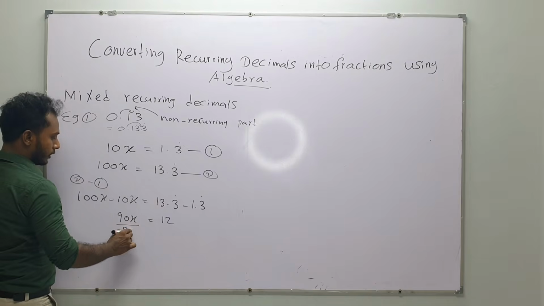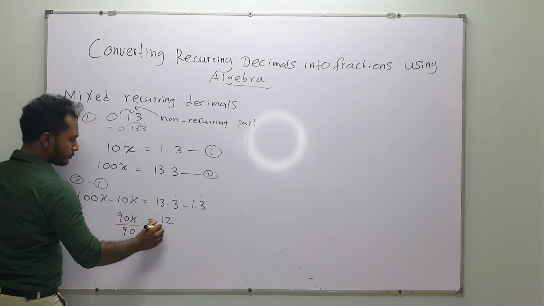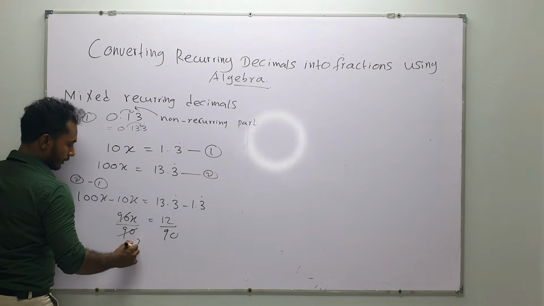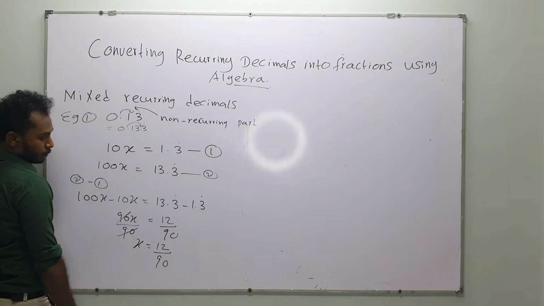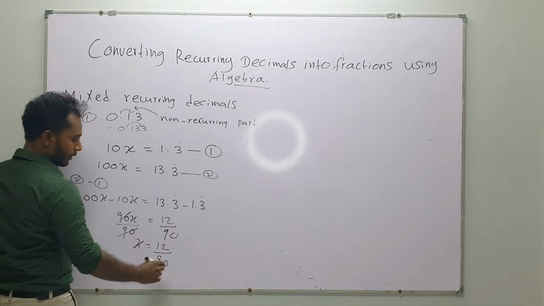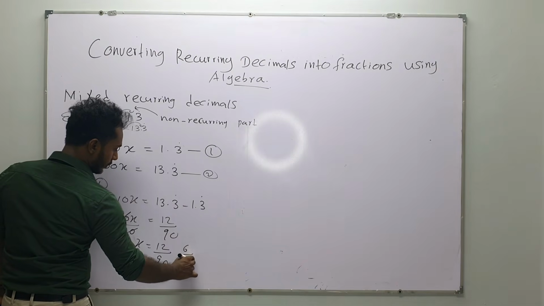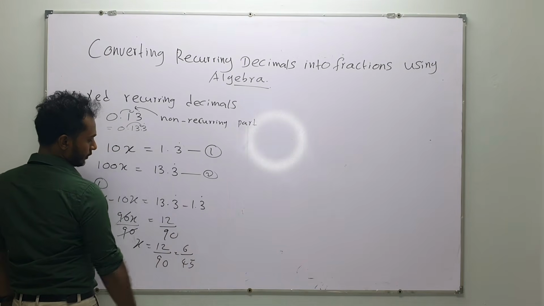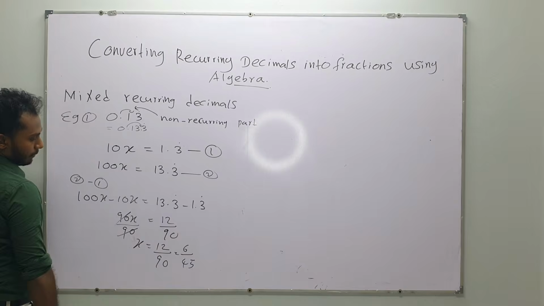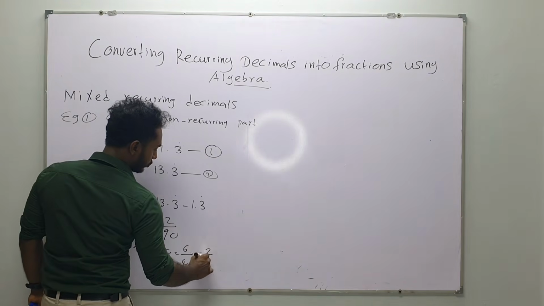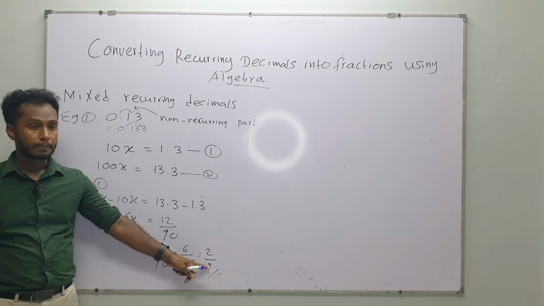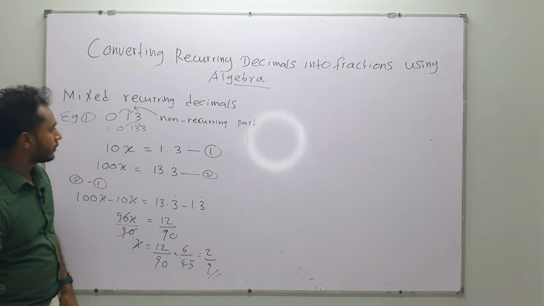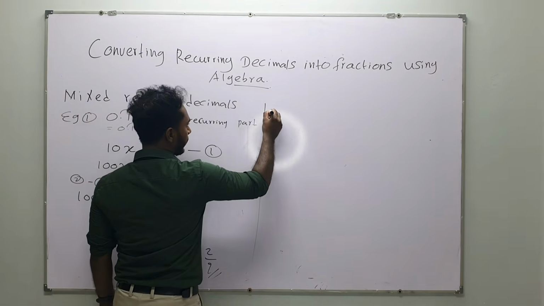So now divide both sides by 90. Then you get x equals 12 over 90. You can divide it by 2 if you want, 6 over 45. Again, this is 9, so it is divisible by 3. That will become 2 over 9. You can get this in the first place using the calculator. Okay? Let's do one more example here.